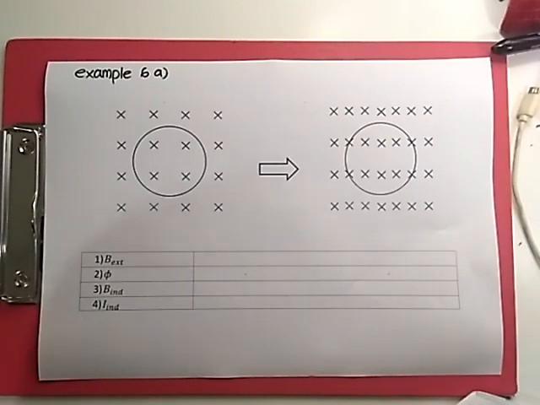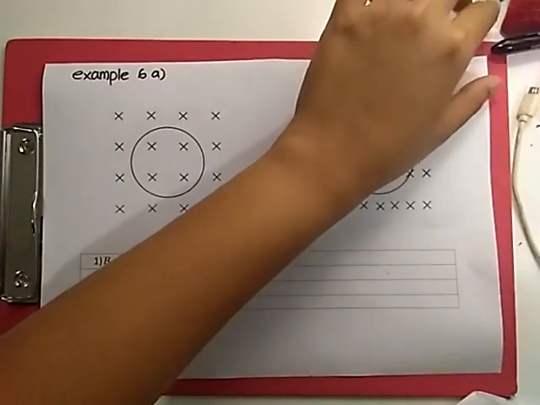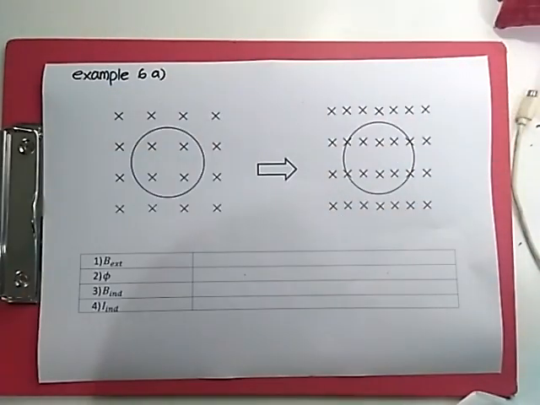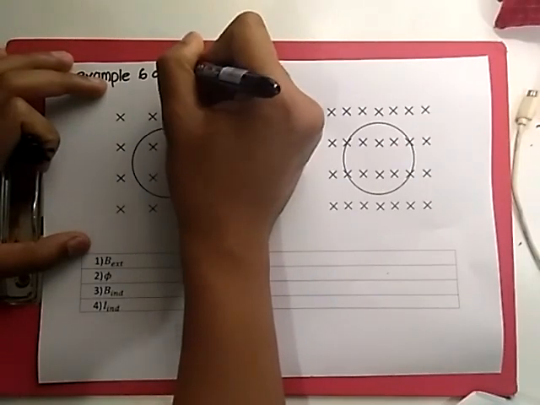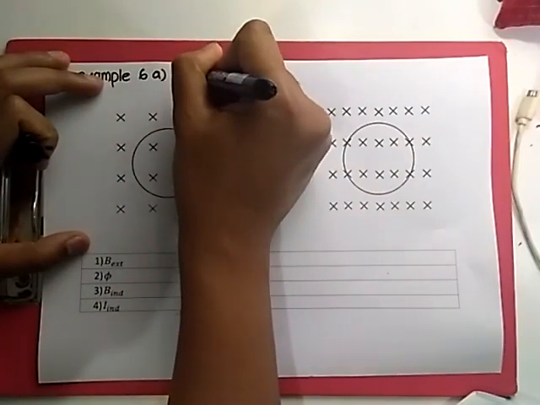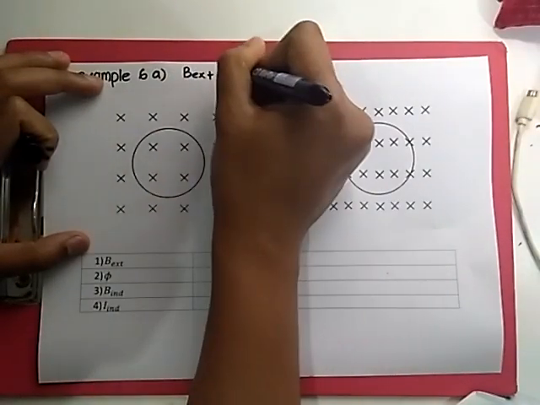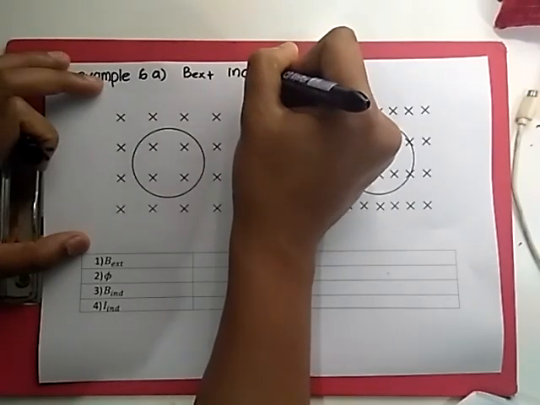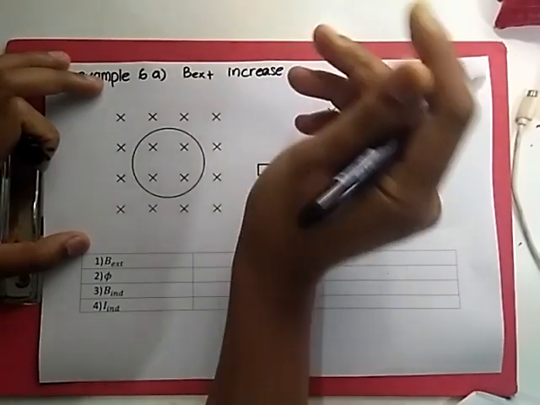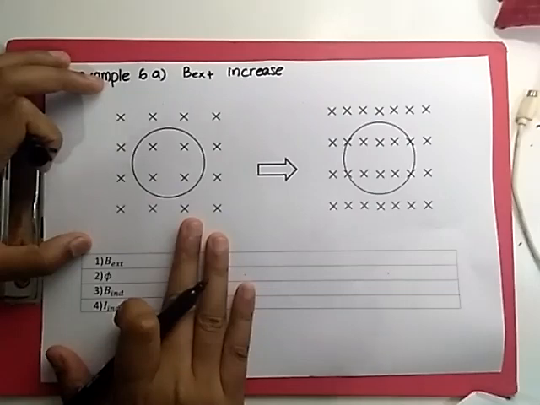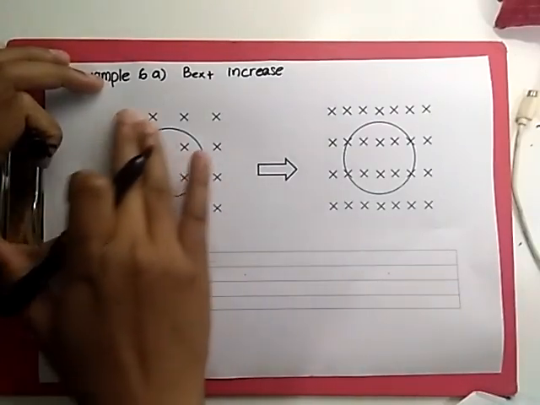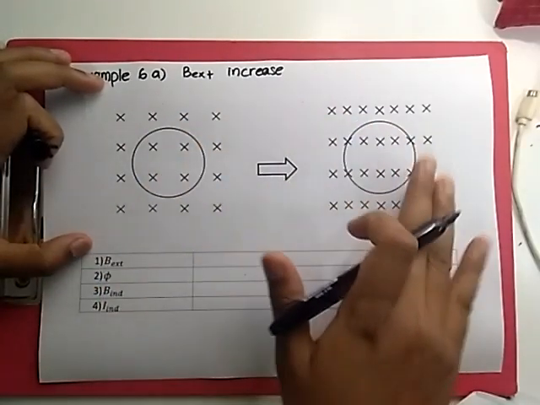Example 6a, the circumstances is the external magnetic field points into the page and its strength is increasing. So, very simple, B external increase. So, initially, B external sedikit, kemudian dia bertambah.